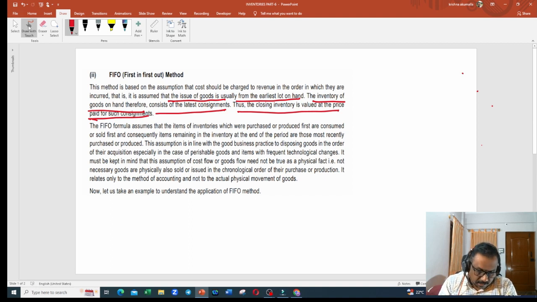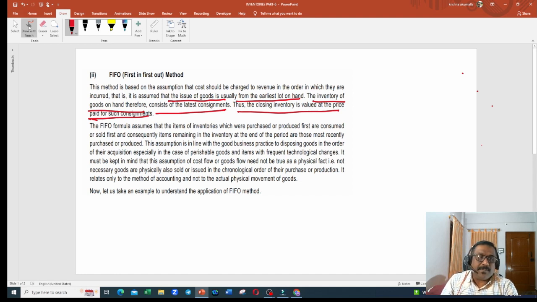Are you clear? The FIFO formula assumes that the items of inventory which were purchased or produced first are consumed or sold first, and consequently the items remaining in inventory at the end of the period are those most recently purchased or produced. This is what I explained just now. This assumption is in line with good business practice of disposing of goods in the order of their acquisition, especially in the case of perishable goods and items with frequent technological changes.